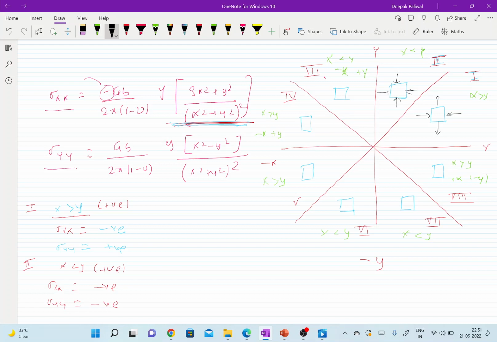Now in case of the third one, here y is positive, x is negative, but y is greater than x. Okay, let's see what will happen with sigma xx. Now x is less than y but x is negative.